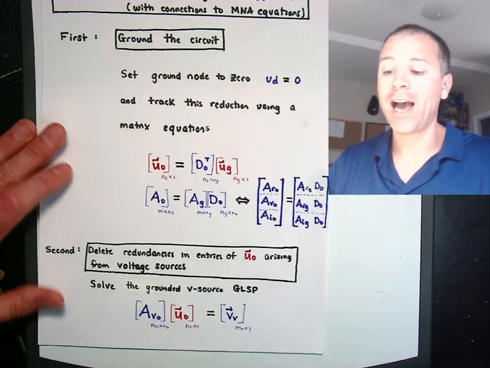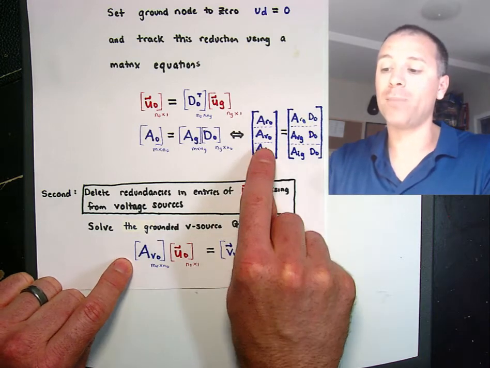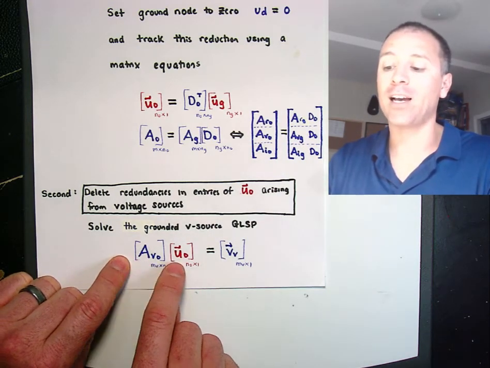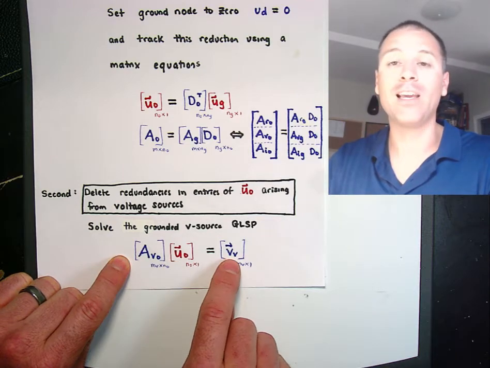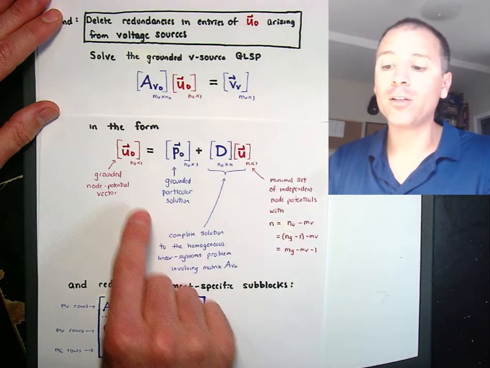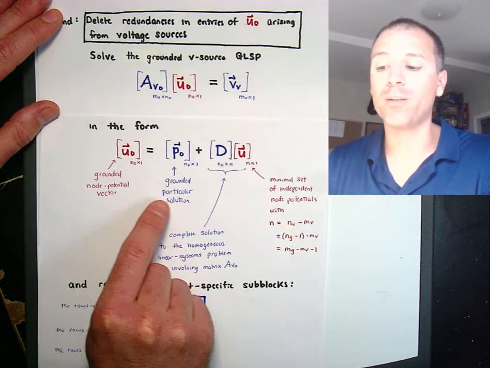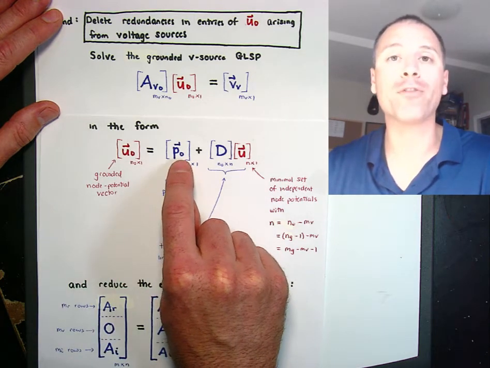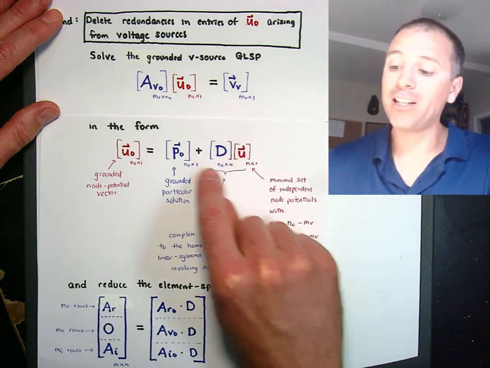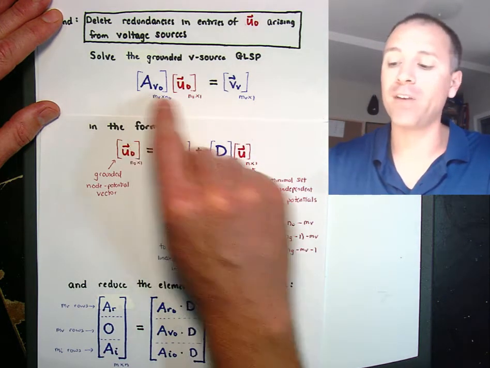Once we've done that, we solve the grounded voltage source GLSP, which comes from the second block. So if I was looking at A sub V naught times U sub 0 equals V sub V, this is a classical general linear systems problem. The complete solution to that problem takes the form of a particular solution. We're going to call that the grounded particular solution because it has no reference to ground node, plus what we're going to call the complete solution to the homogeneous linear system problem involving the matrix A sub V naught.